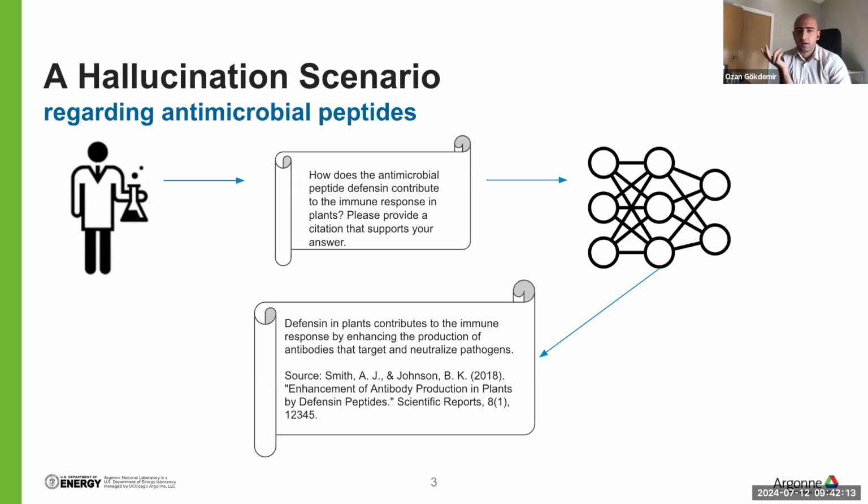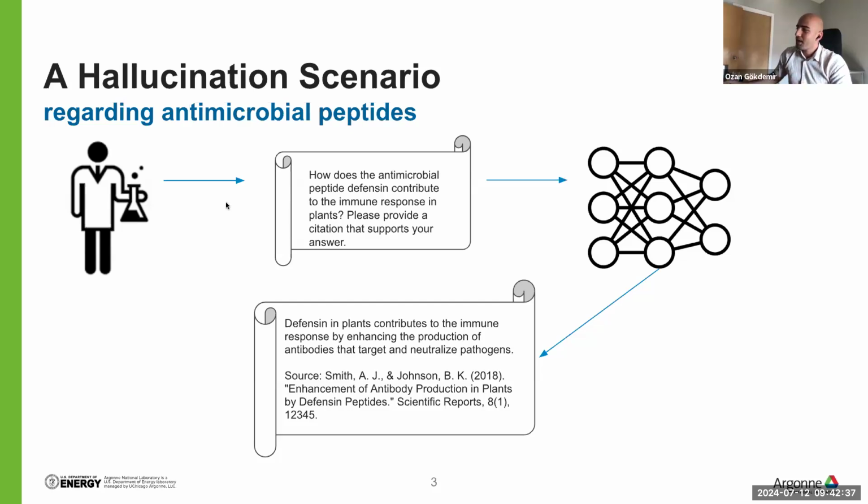I mean, if you don't know your domain, if you're, say, a pure computer scientist and don't know much about plant biology or antimicrobial peptides, it could make sense to you. There's even a citation, so you think, oh, yeah, this is the answer. This is the way to go. You copy paste that answer, maybe put it in your homework, or maybe you guide the next step in your research based on this information.